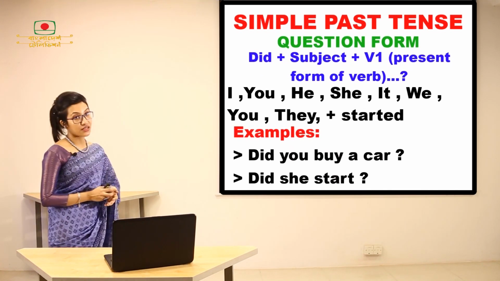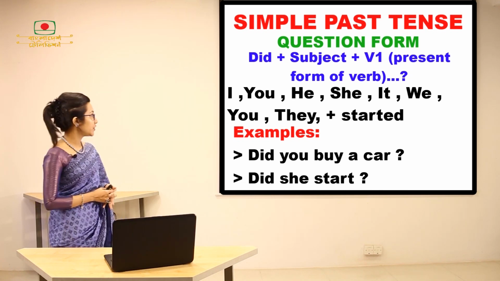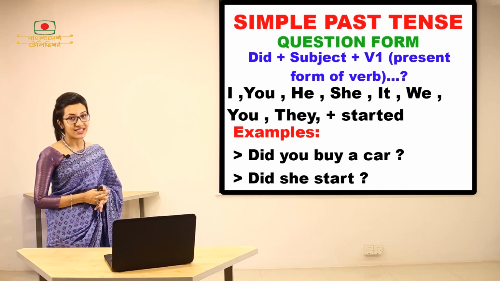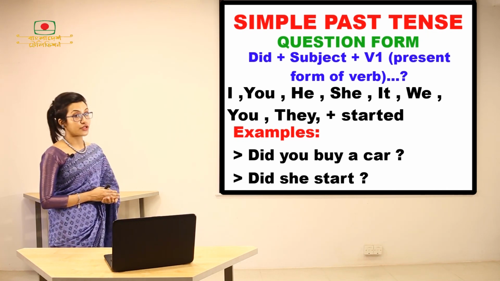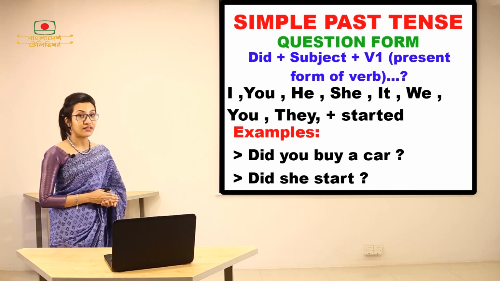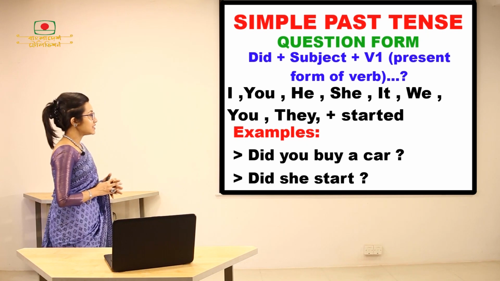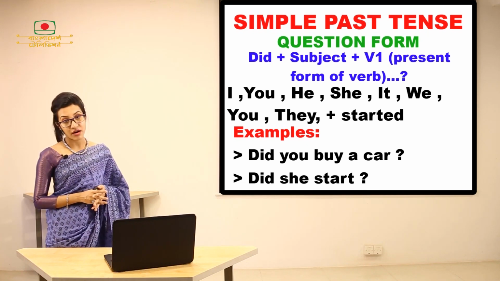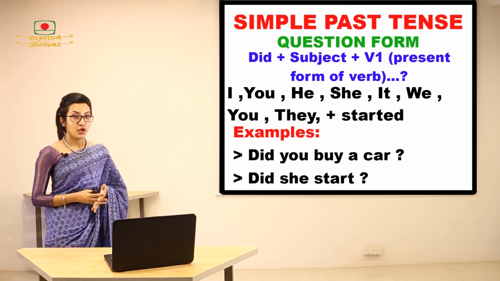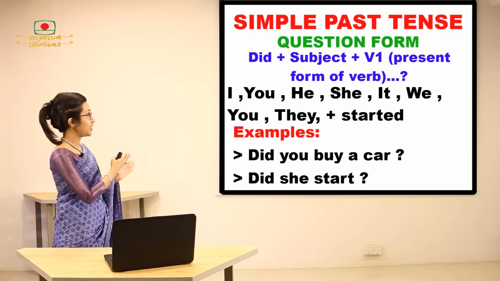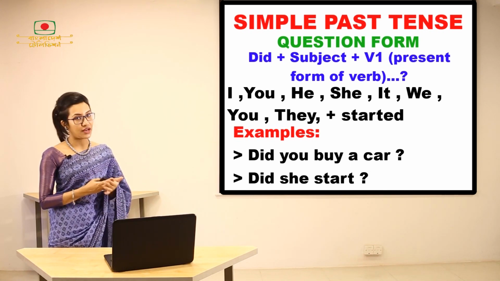Now, if you want to ask a question using the simple past tense, what can you do? You're going to use did at the beginning of the sentence, and then the subject and then the present form of the verb or V1. For example, did you buy a car? Did she start? So the same sentence has been shown in three different structures: affirmative, negative and interrogative.